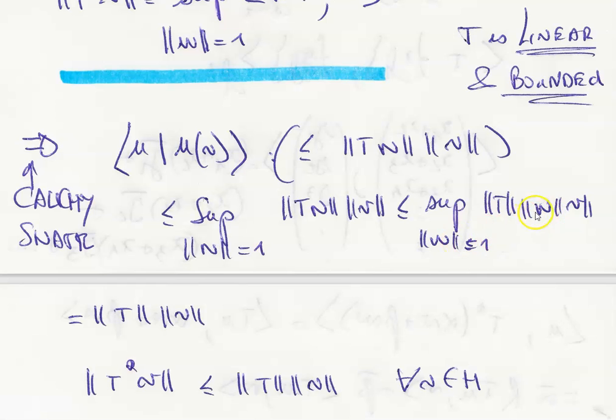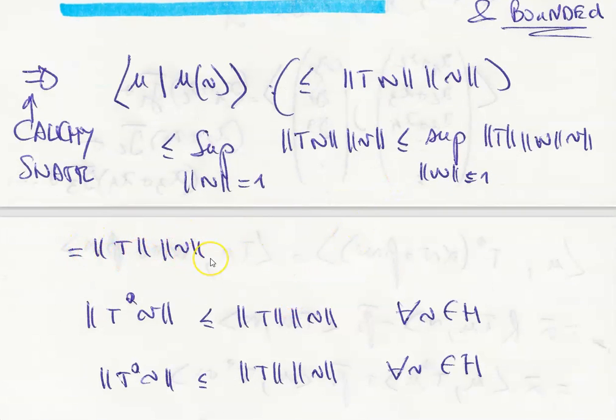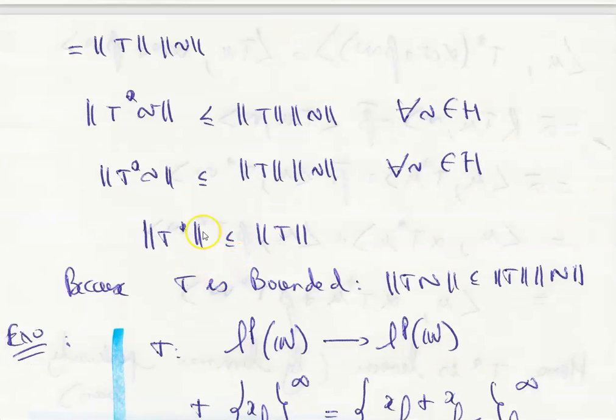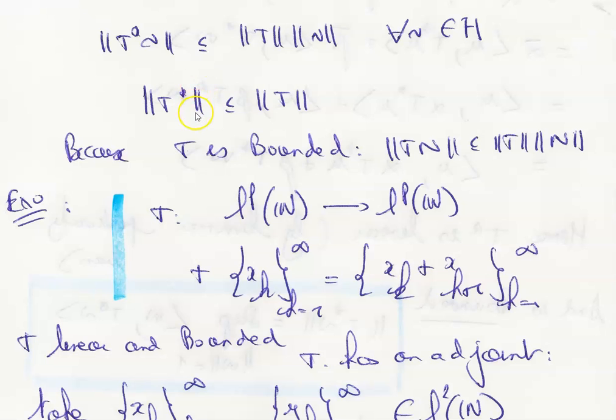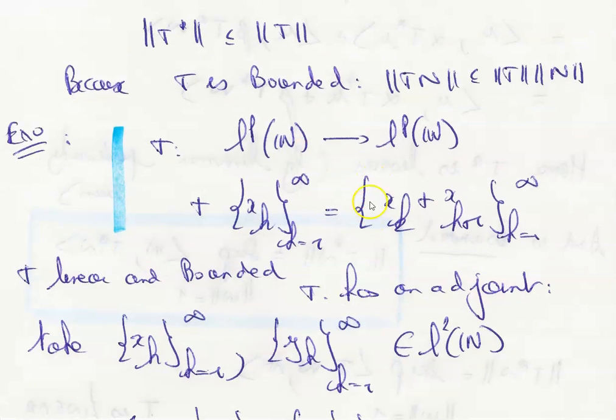If we take norm of W equal to 1, we have that this is the norm of T by the norm of W by the norm of V. So at the end, the norm of T star V is less than or equal to the norm of T multiplied by the norm of V for whatever V you take in your Hilbert space. Here you can do without the star: the norm of TW is less than or equal to the norm of T by the norm of W. So in some way the norm of T star is always less than or equal to the norm of T, because T is bounded.